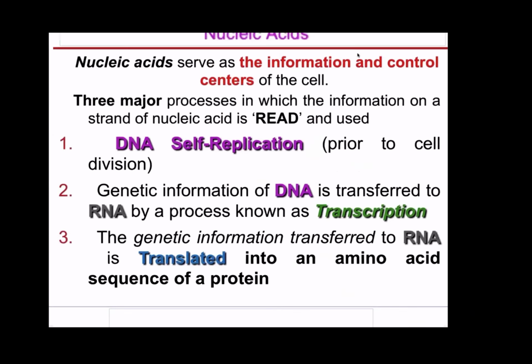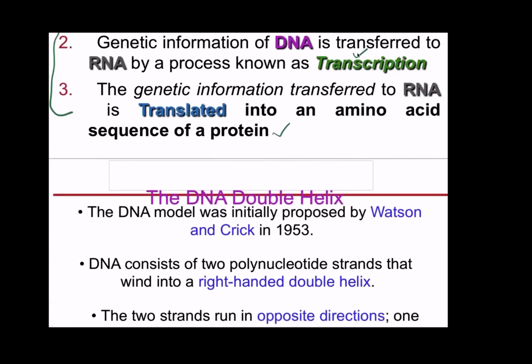Now, in this chapter, there are 3 processes which we need to understand. One is replication. Replication is needed only when the cells divide. Gene expression: the first step of gene expression is transcription. So information goes from DNA to RNA and then RNA to protein. So these are two steps of gene expression. And the first part, DNA self-replication, is just prior to cell division.